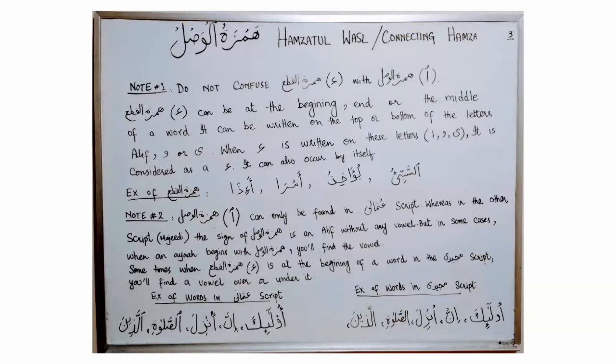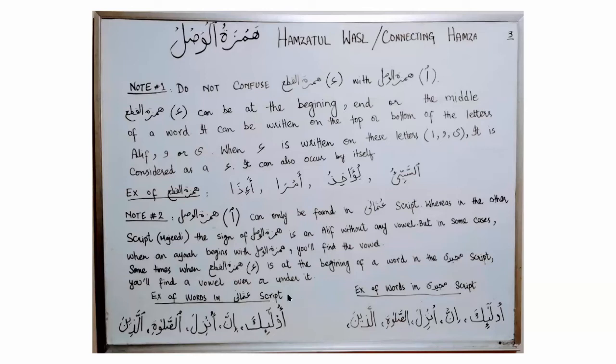But in the Majidi script, or the script that we follow in India, Pakistan or South Asian countries, the sign of Hamzatul Wasl is an alif without any vowel. But in some cases when an ayah begins with Hamzatul Wasl, you will find a vowel on it. And sometimes when Hamzatul Qat'a is at the beginning of a word in Majidi script, you will also find a vowel over it or under it. So that's why at times it becomes difficult for us to find the difference between Hamzatul Qat'a and Hamzatul Wasl in Majidi script or in Indo-Pak script.